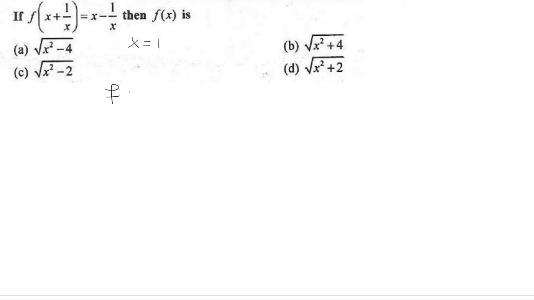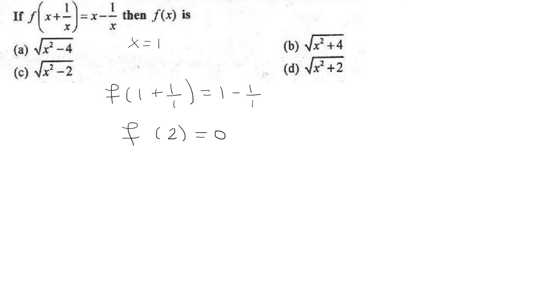Then I would have f of 1 plus 1 over 1 equals 1 minus 1 over 1. That just becomes f of 2, and that's just 0. All of these four answer choices are f of x, so all I need to do is plug in 2 for x and see which one of these is going to give me 0.